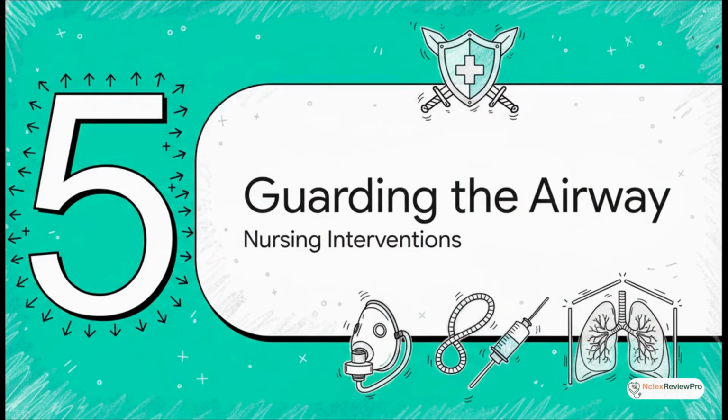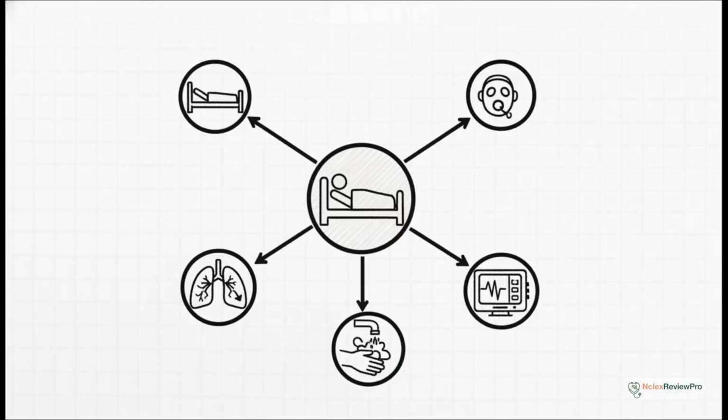So, we've seen the enemy in its two main forms, filling and squeezing. Now, how do we fight back? Let's talk about the key nursing interventions for guarding that all-important airway. You know, whether the problem is filling or squeezing, these priorities are pretty much universal.